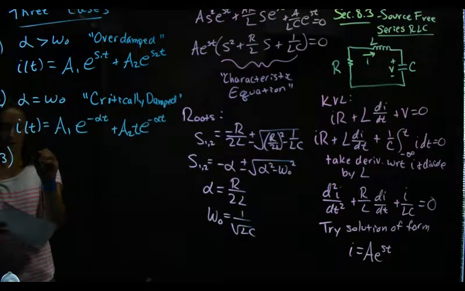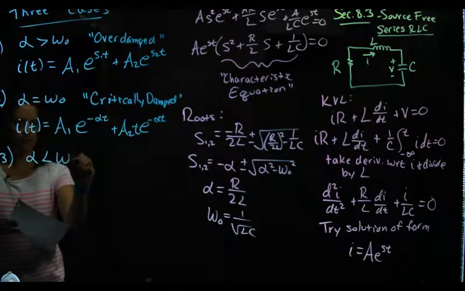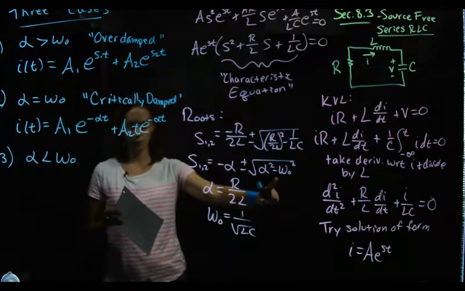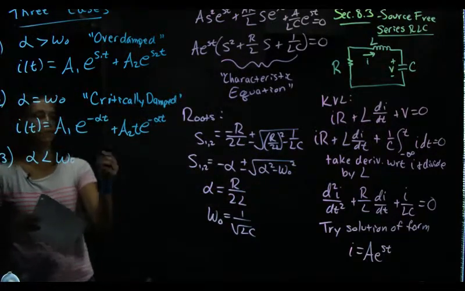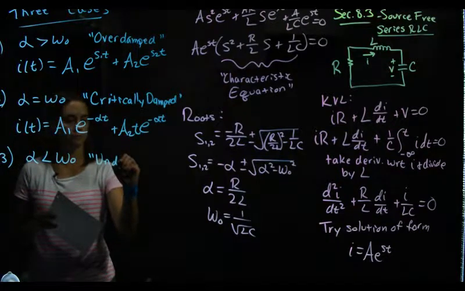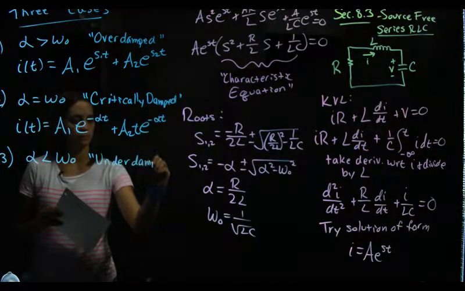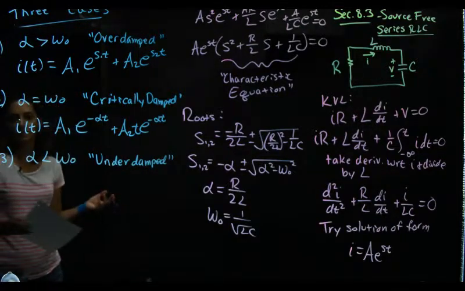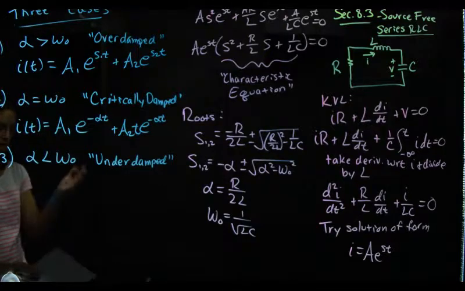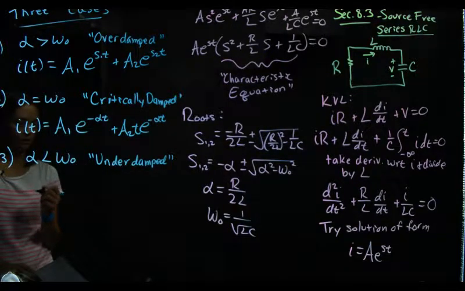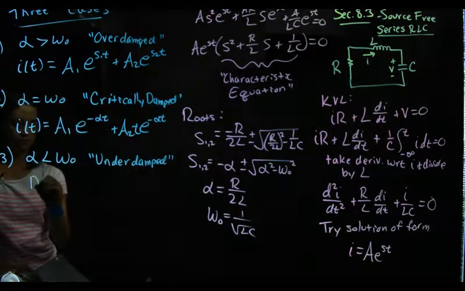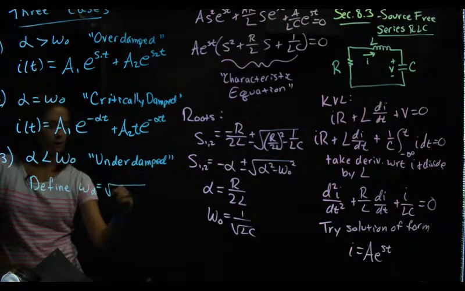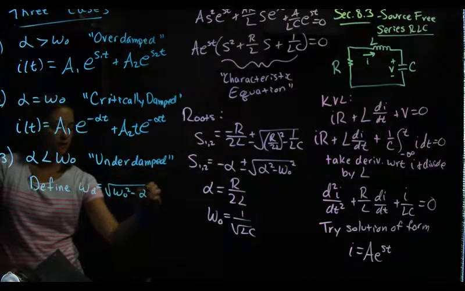Third case is our most complicated one. Alpha is less than omega naught. If alpha is smaller than omega naught, you get a negative number in the square root. So s1 and s2 are complex. We call this underdamped. And mathematically, these are the most difficult ones to deal with. Circuits-wise, they're all the same, but we have to take a nasty derivative to solve these. So we want to define omega d as the square root of omega naught squared minus alpha squared.